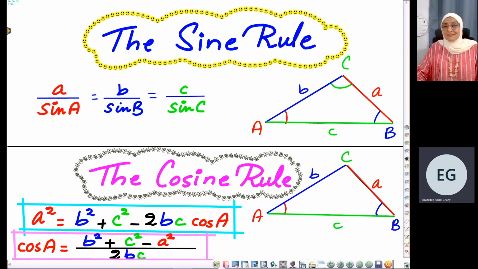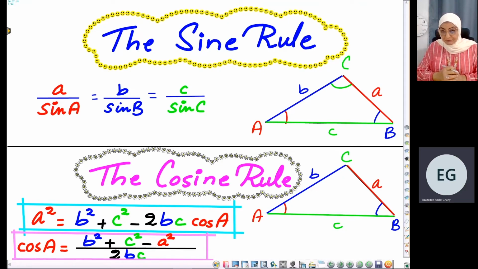When do we use the sine rule and cosine rule? When there is no right angle. Because if there is a right angle, we can use Pythagoras theorem or we can use SOHCAHTOA. But whenever there is no right angle, there is another solution, which is the sine rule or the cosine rule. According to the givens, you can use the sine rule, which is the only option. And also the cosine rule.